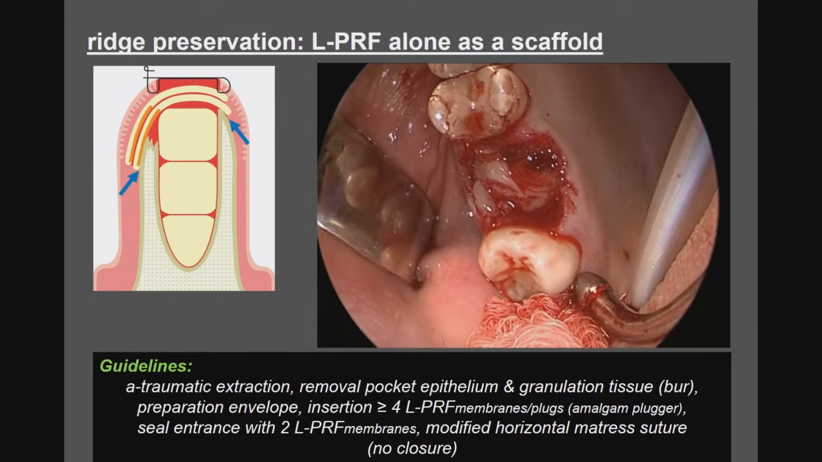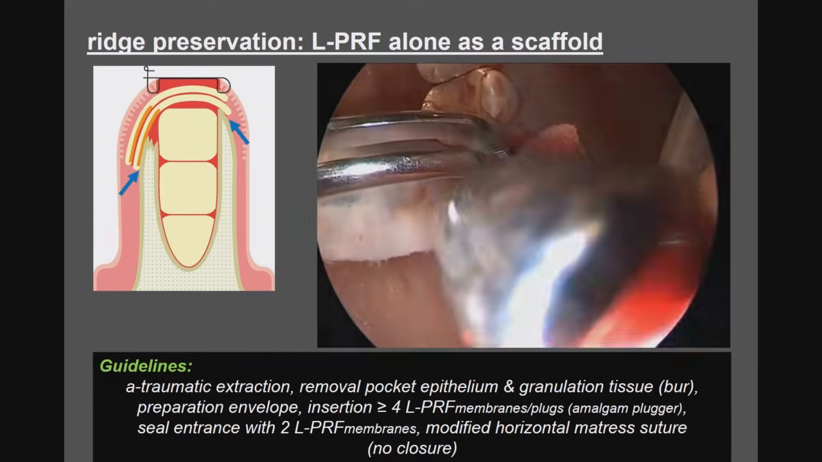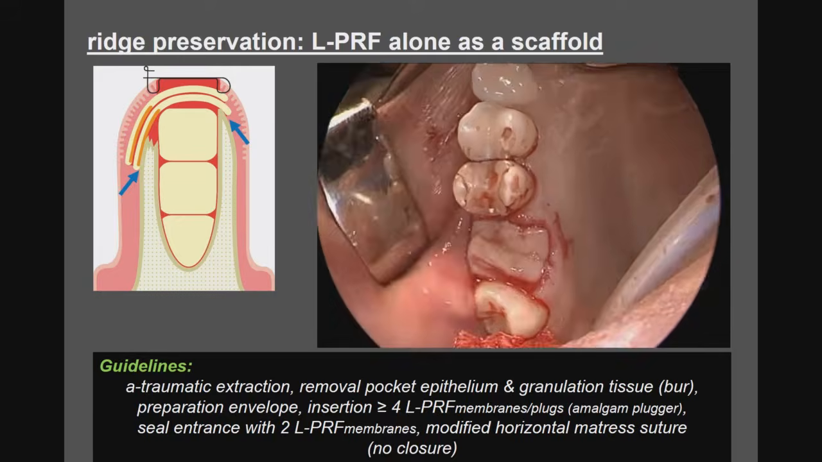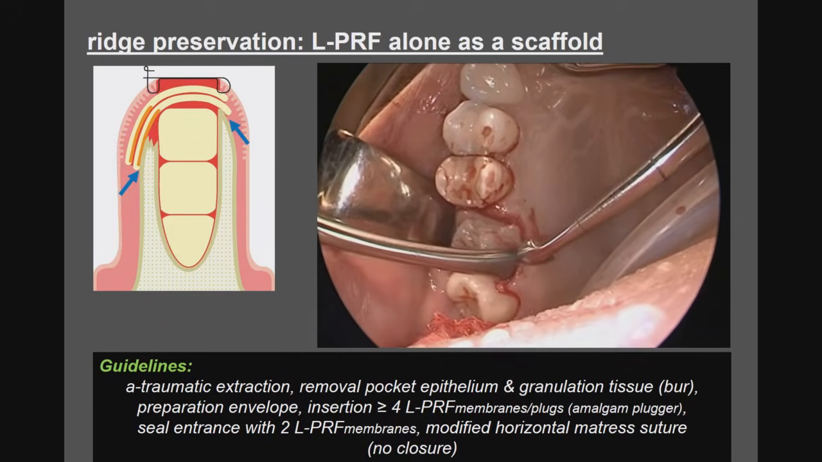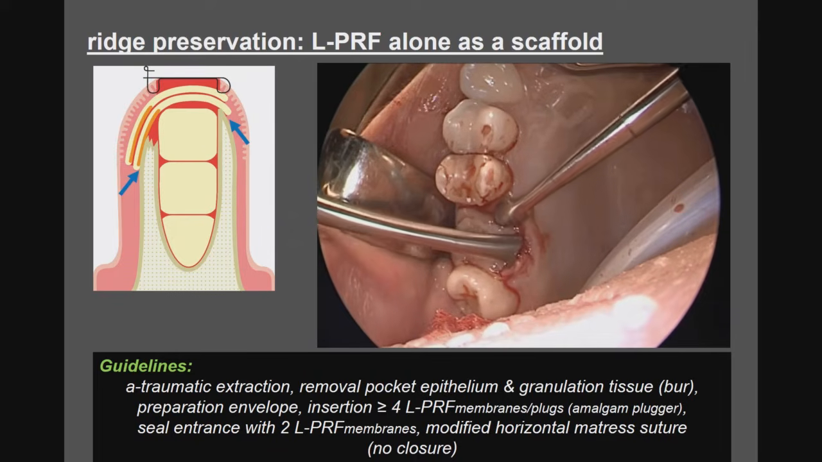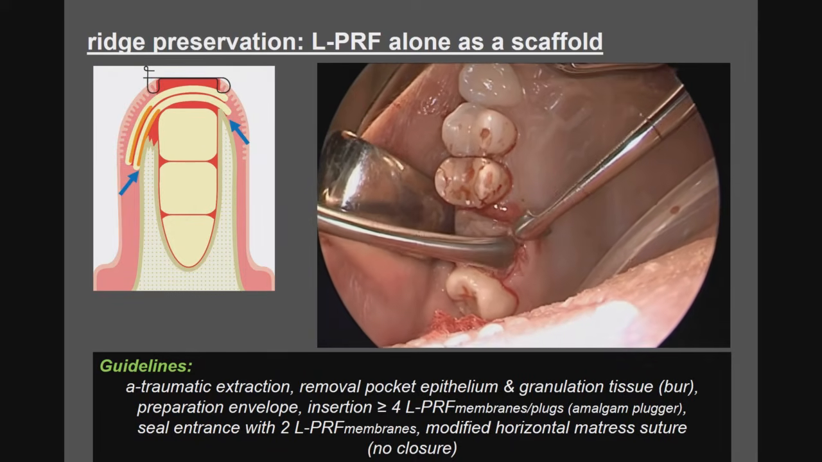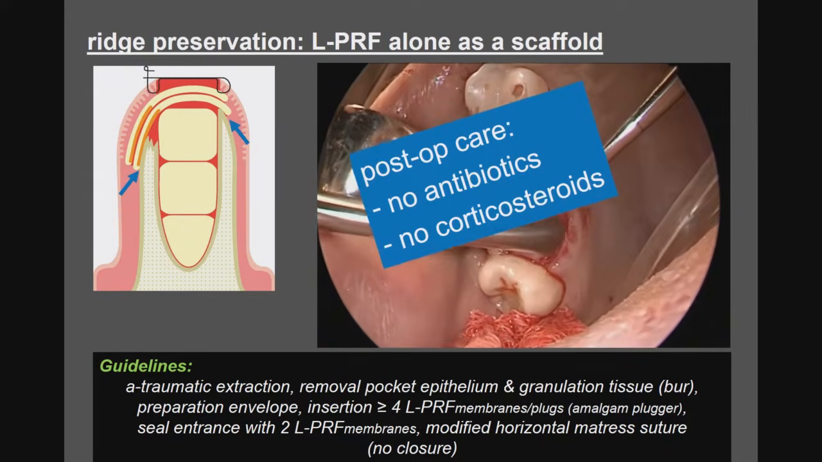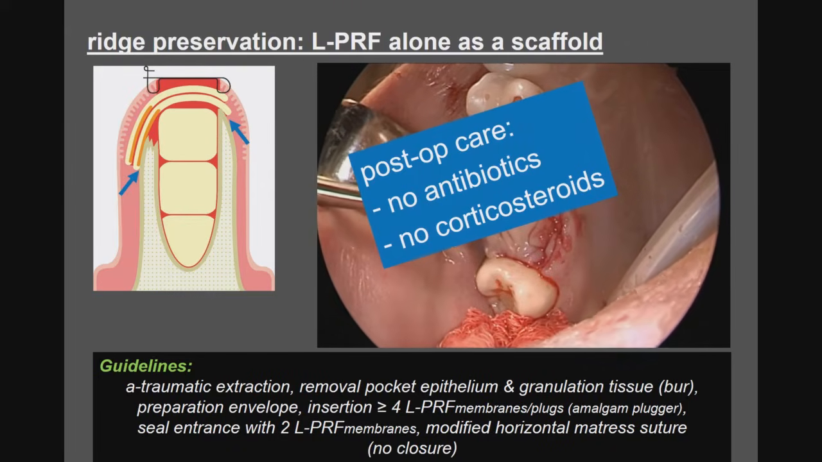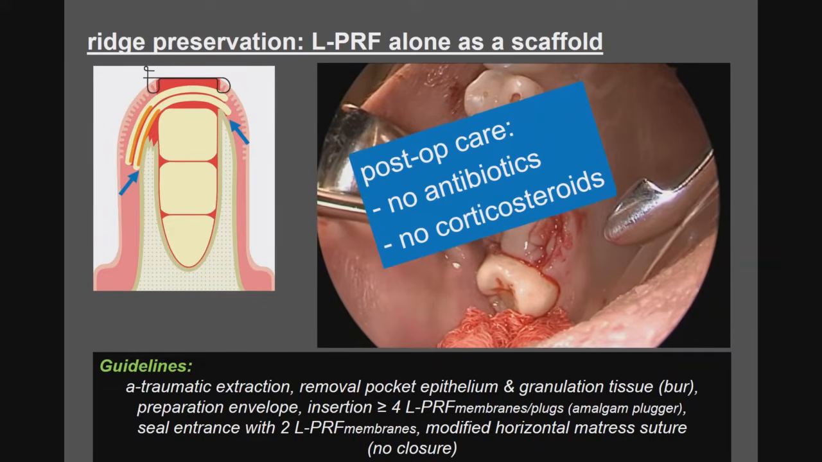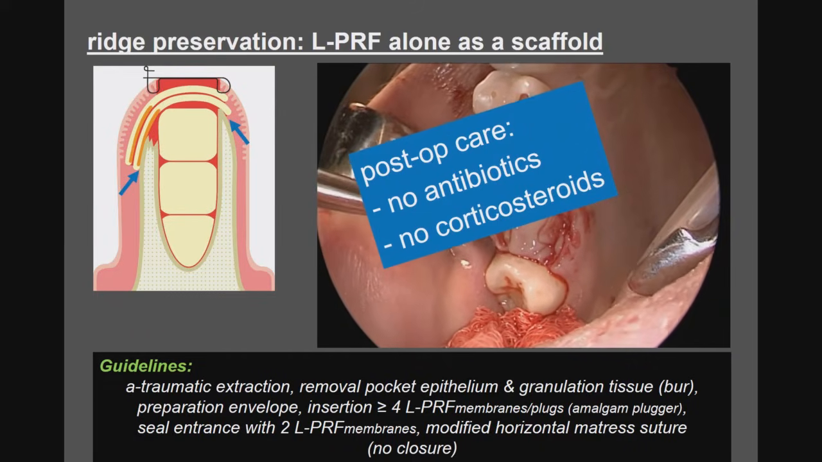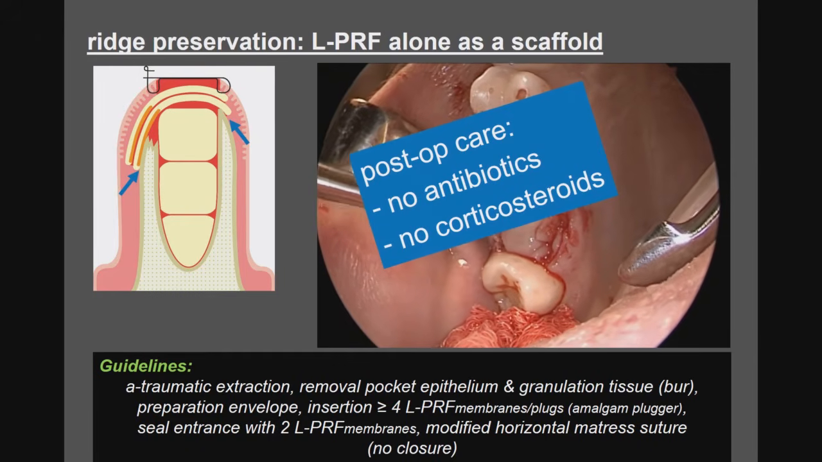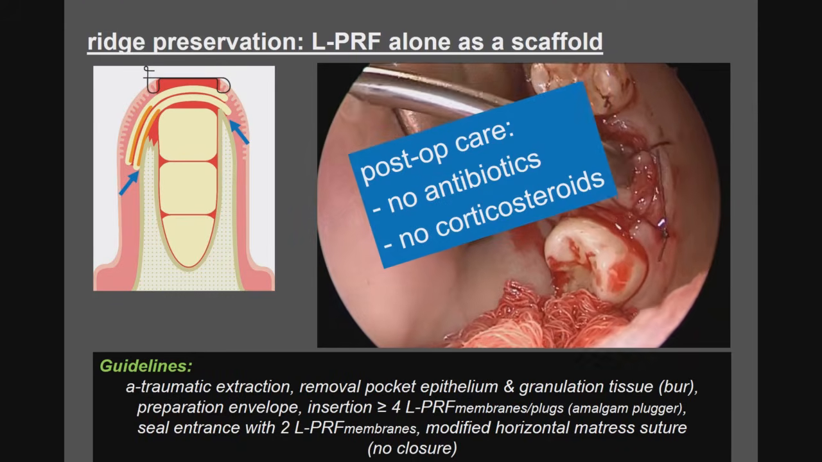And then we have to compress these plugs to remove all excess exudate, to have the best composition and the best dense filling. And then finally, the superficial membranes that we will slide into the envelope around the entrance of the extraction socket. Post-operative care, it's material from the patient, so no antibiotics, no corticosteroids, and keep in mind it also has an antibacterial capacity, so there will be no plaque formation on top of these membranes.